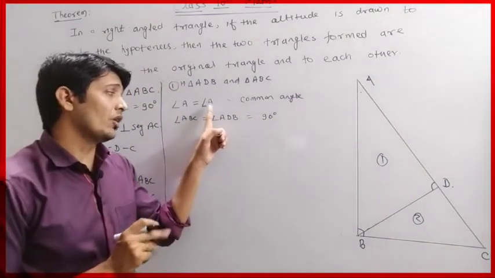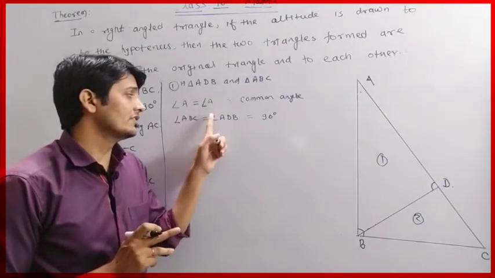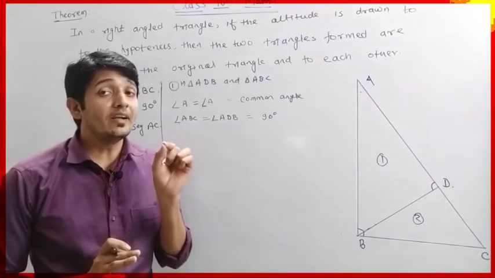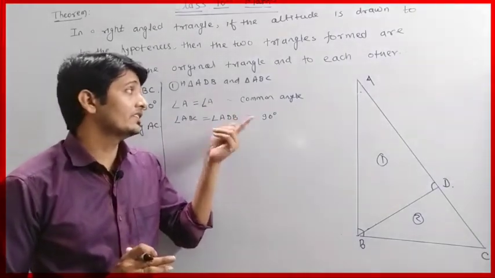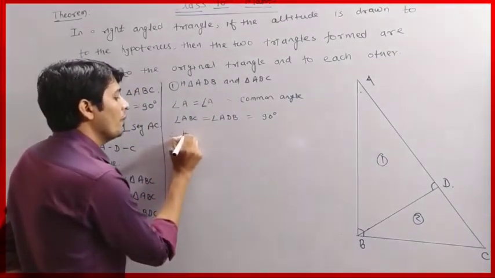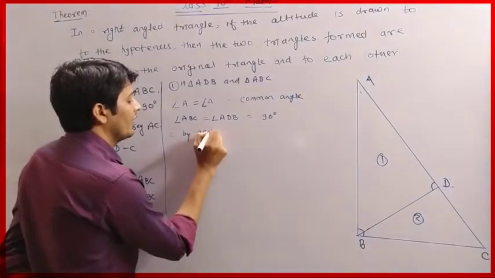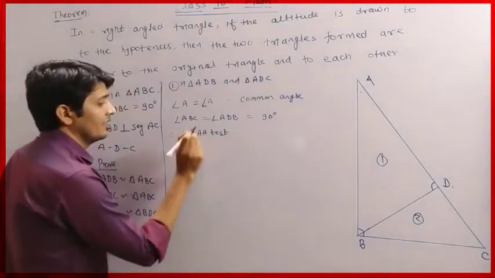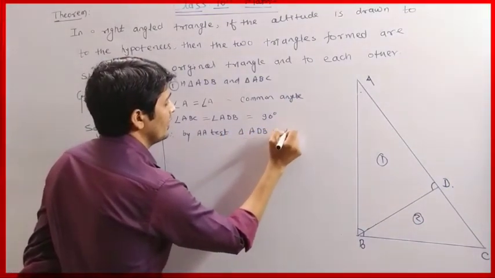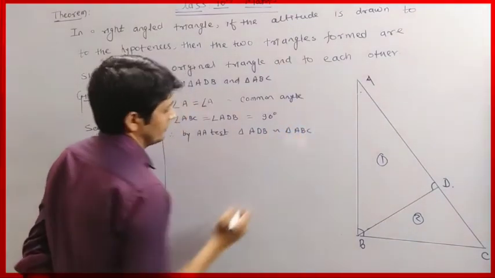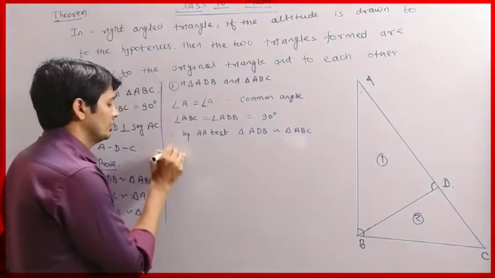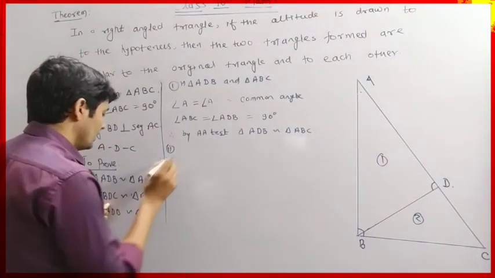So here we have already proven that two angles in two triangles are equal. That means by the angle test we can say that these two triangles are similar. Therefore, by the angle test, triangle ADB is similar to triangle ABC.